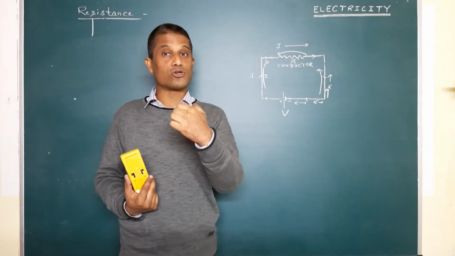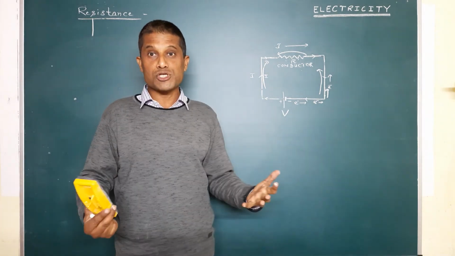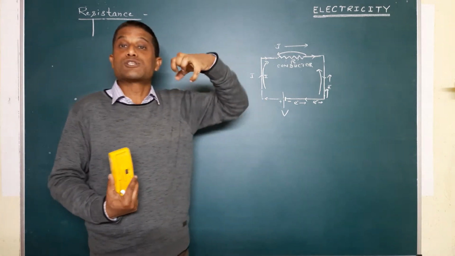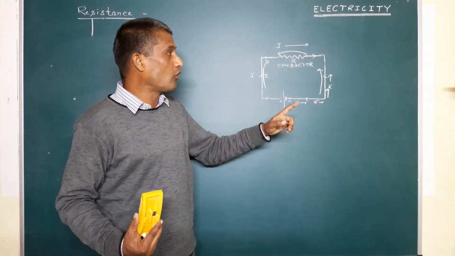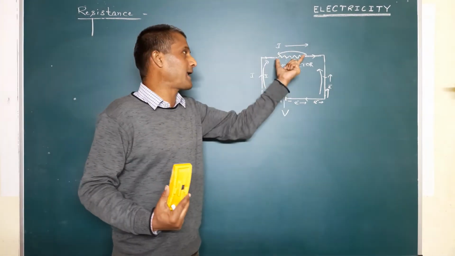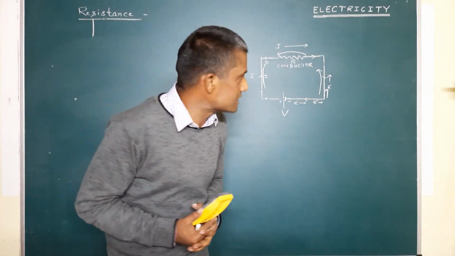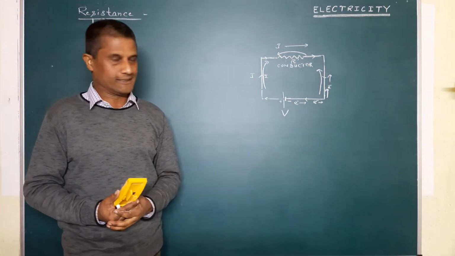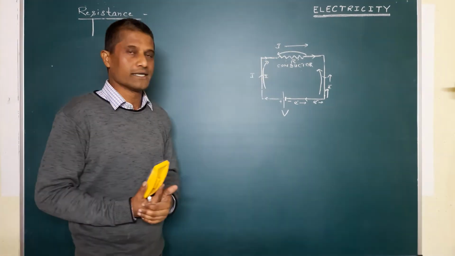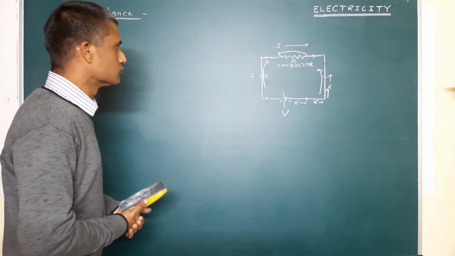So the cause behind the birth of resistance is the obstruction, the opposition being offered to the flow of electric current by virtue of the multiple collisions going on between electrons, atoms and ions present in that conductor, and that's what causes resistance to take birth in that conductor. So that's the reason behind the birth of resistance, which is being offered by the conductor to the flow of electric current through it.